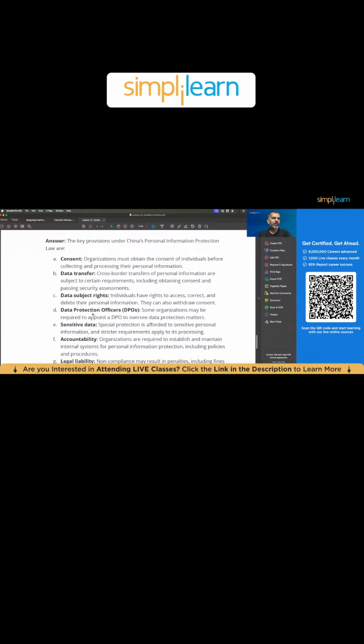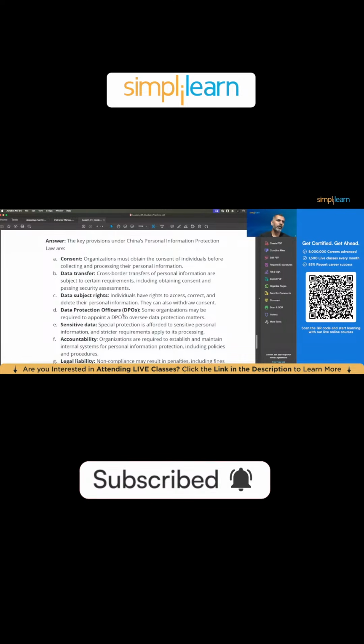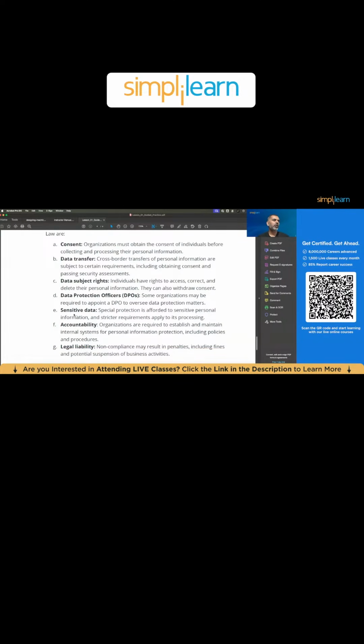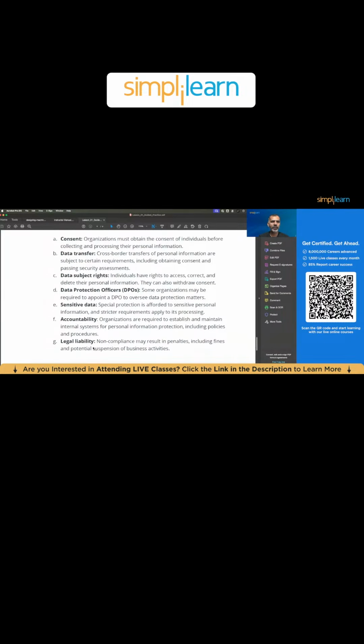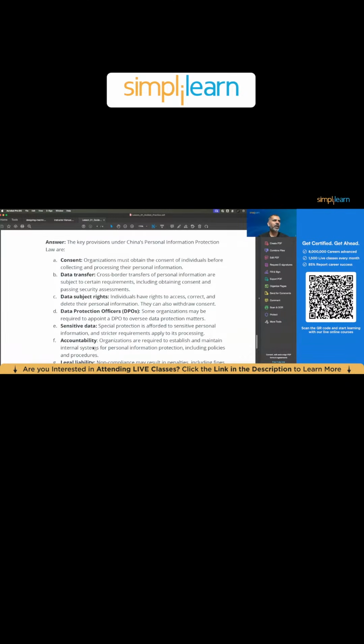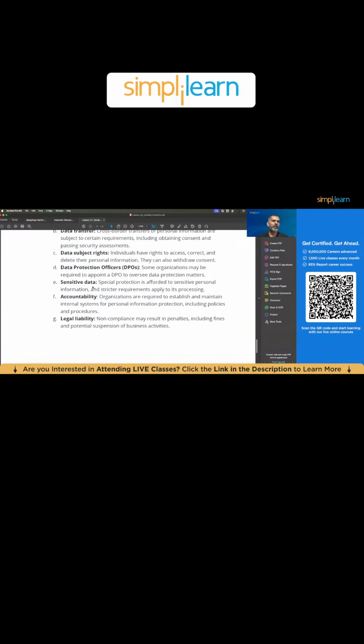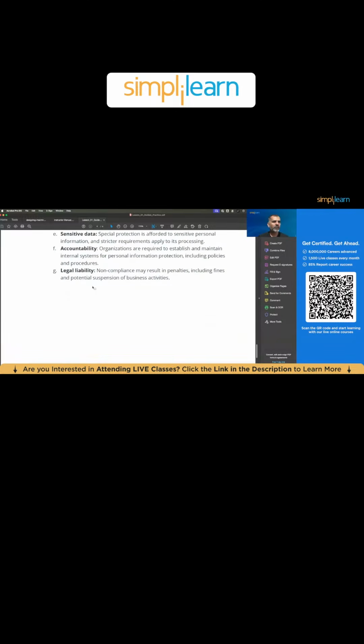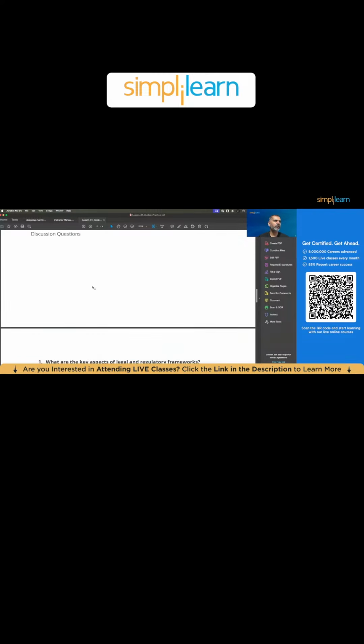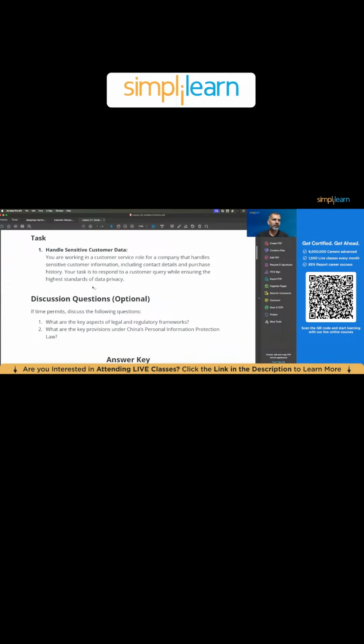That means consent. You have to take the consent before obtaining the information. Data transfer, data subject rights to access, correct, and delete. There should be a data protection officer in your organization who should be a point of contact if any issue or breach happens. What is sensitive data? You need to be accountable, and there are some legal liabilities also included in that. So these are some points that are included in China's personal information protection law. This is something you can find while exploring and doing some self-study also, guys. So this is a guided practice that helps us to impose data practices in your organization in different scenarios.